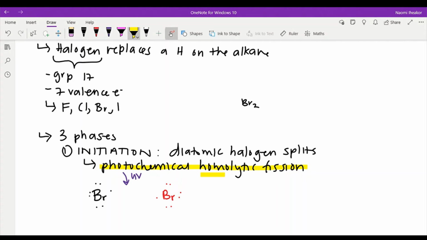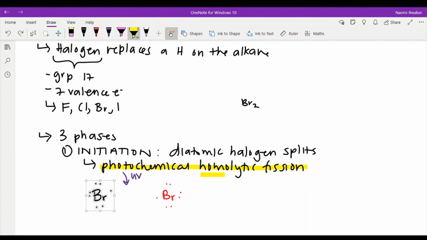On the other hand, if we had heterolytic fission, what would happen is, if we bring our bromine back together, rather than there being an equal split of electrons, one bromine is going to take both of the shared electrons, while the other takes none. So if we see here, one of the bromines took both of the shared electrons, while the other one took none. But what we have instead is homolytic fission, where they both take 1 electron from the shared pair.